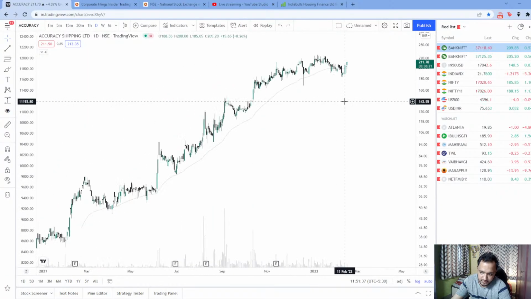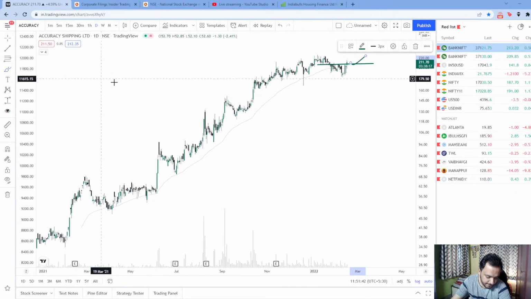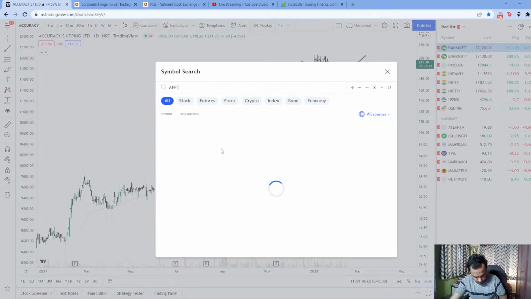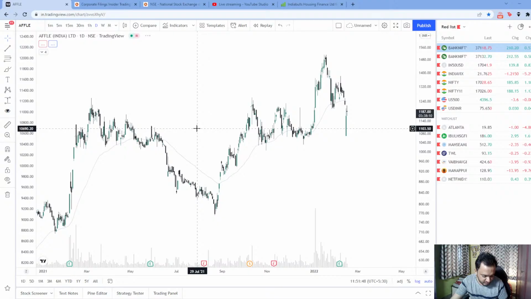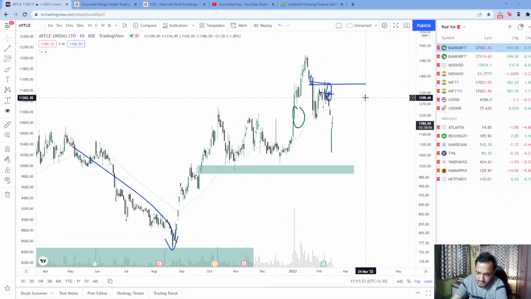Accuracy shipping. All right. Again, good chart. Really good one. Very strong. Apple India and CCL products. All right. I'll check both of them. Apple India has fallen a lot.